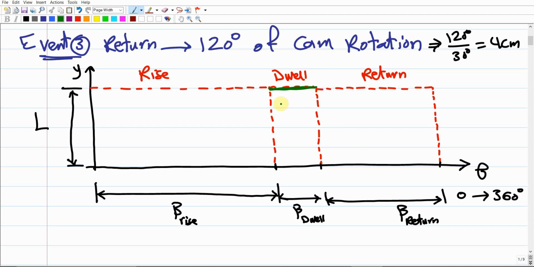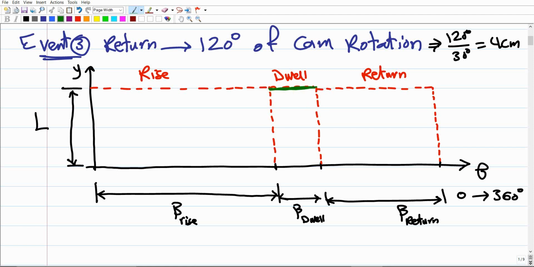It means that the displacement function of the follower is going to be a constant function. This indicates that there is no change in the velocity, and no change in the acceleration. This indicates that the follower should be stationary during this period of the cam rotation. So the dwell period should always be represented by a horizontal line.